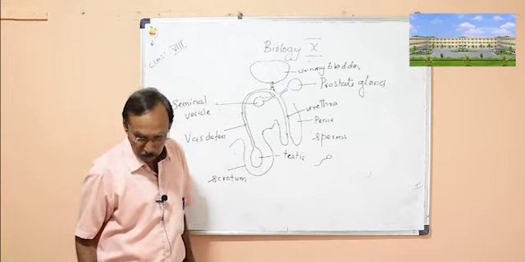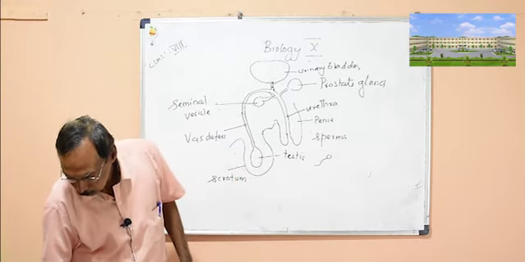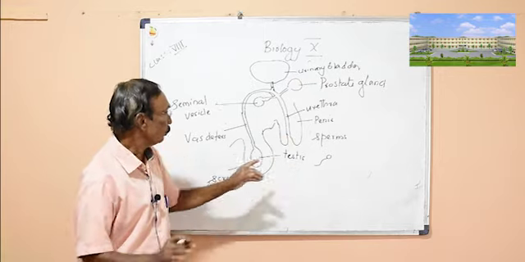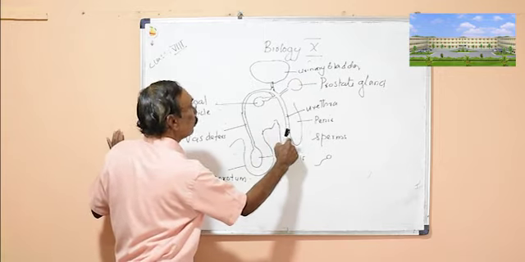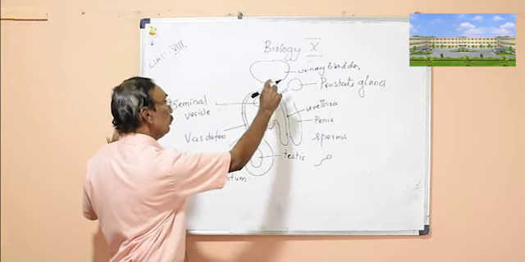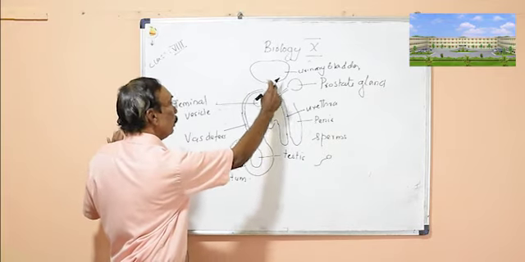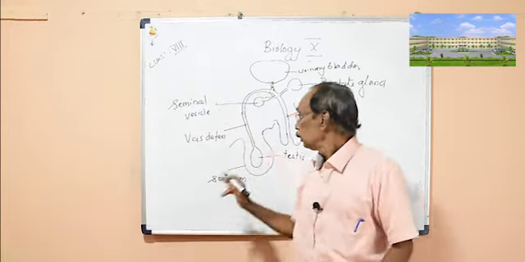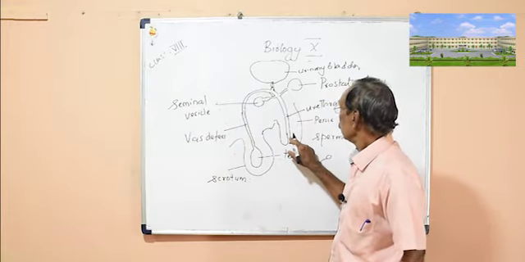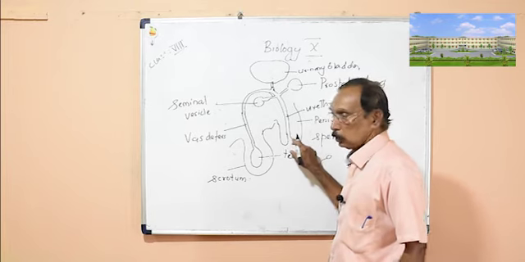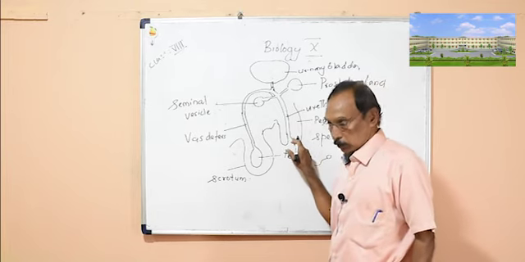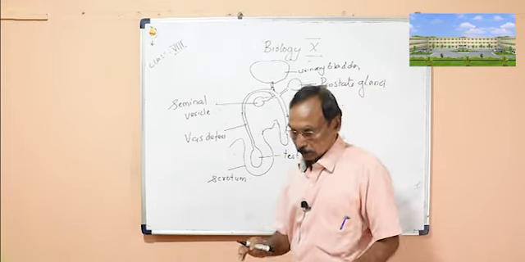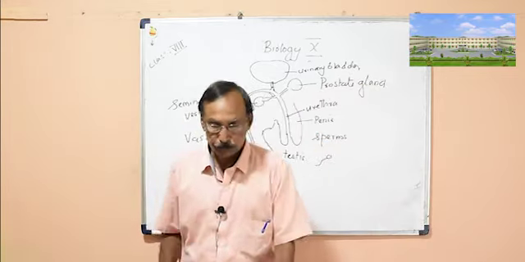So this is the male reproductive system, and you can see in the diagram the sperms coming out through this urethra, and at the same time there is only one opening for urine also. So urine and sperm can come through the same opening, but in a female there are separate openings for these. So this is all about the male reproductive system.